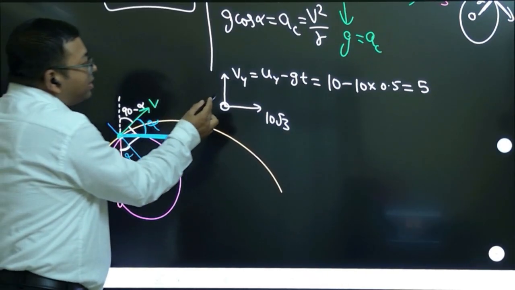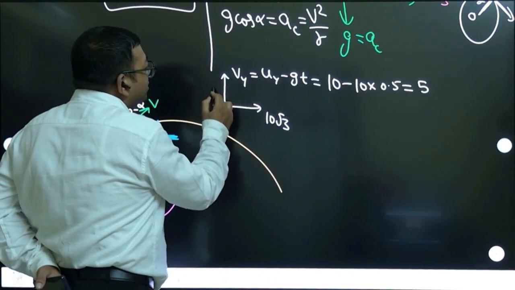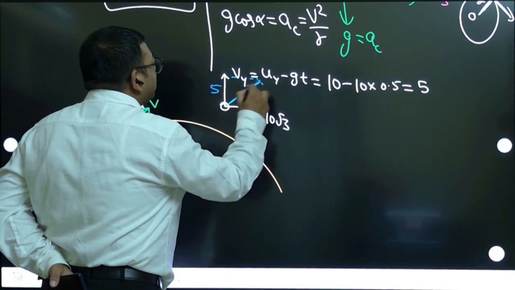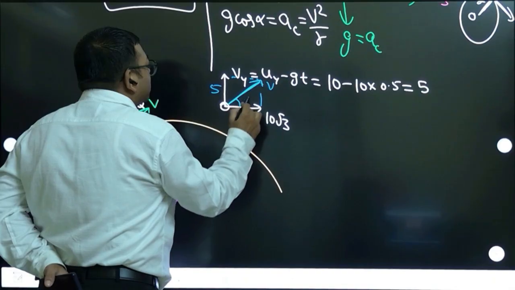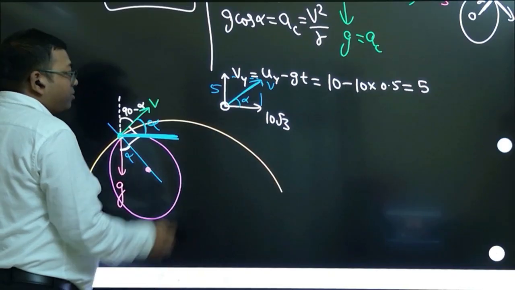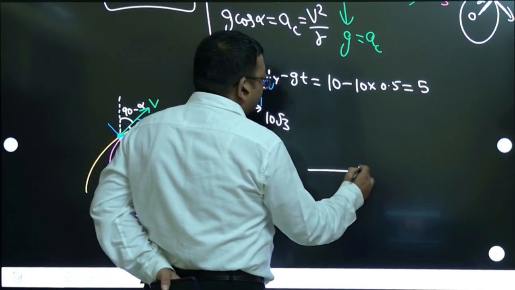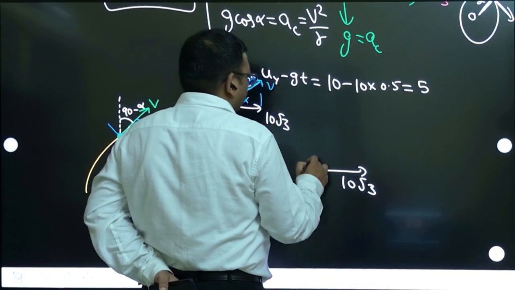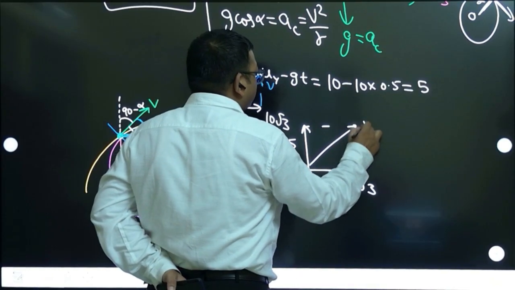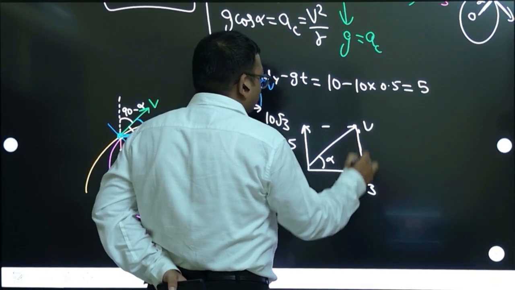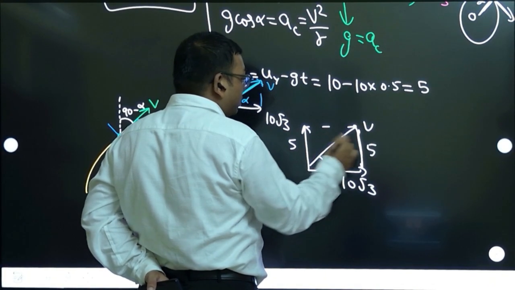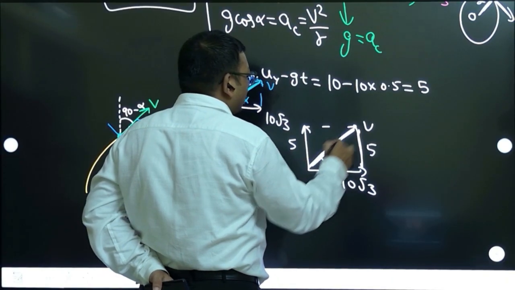Now you have already calculated this as 5 and this as 10 root 3. If you draw the resultant, that is the velocity, and this is alpha. Now you can calculate alpha. Everything can be calculated from this triangle, because this is 10 root 3 and this is 5. You make this triangle. This is the velocity, this is alpha. So we can calculate sin alpha, because the hypotenuse of this triangle we can calculate.